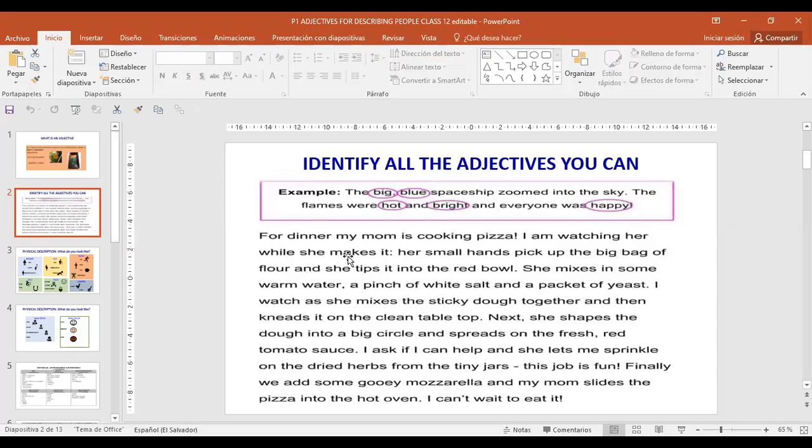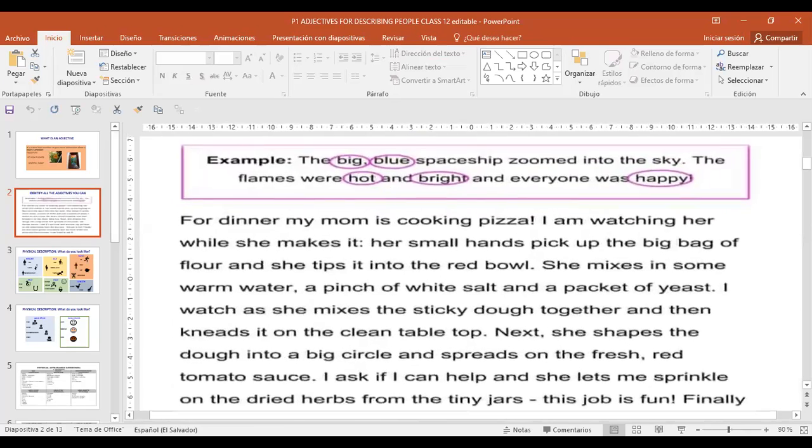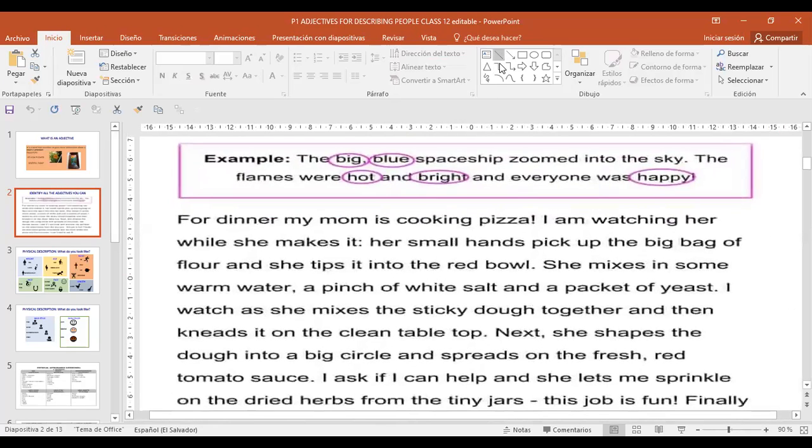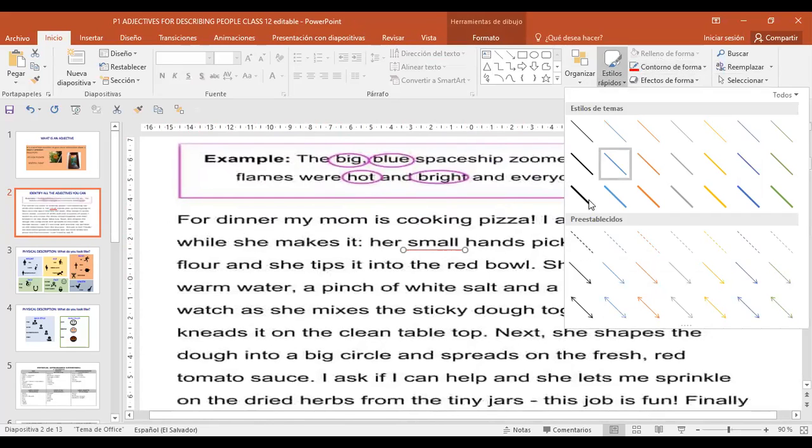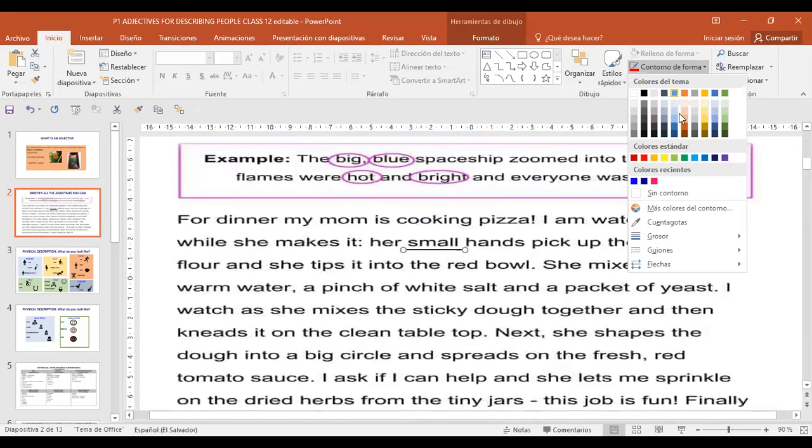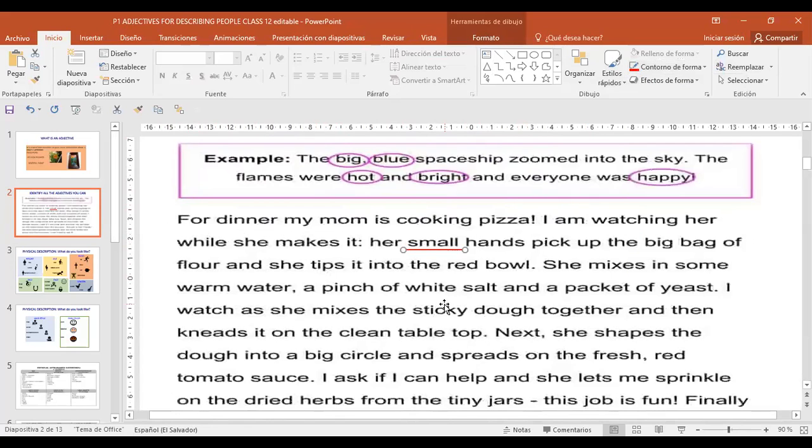Okay, so that's the reading. Esa es la lectura. Me voy a quedar aquí en la parte de edición para que ustedes me comenten si han encontrado algún adjetivo. Yo lo voy a ir señalando. Okay, small, vamos a ver. Small. Okay, vamos a ponerlo en otro color, maybe red. Okay, this is red color. Okay, perfect. It's small, okay? Big, okay, let's see. Let's say big.